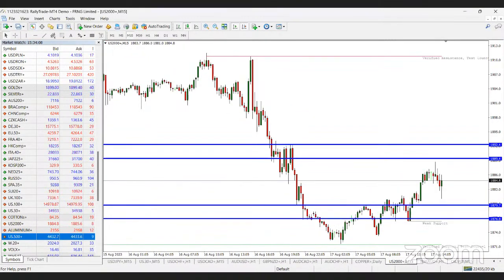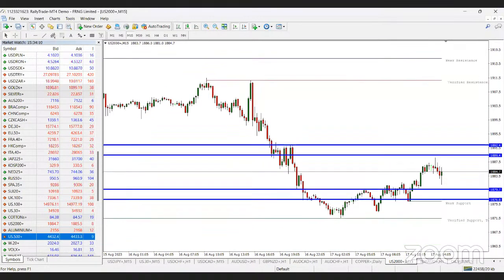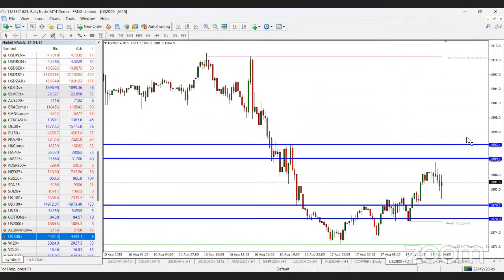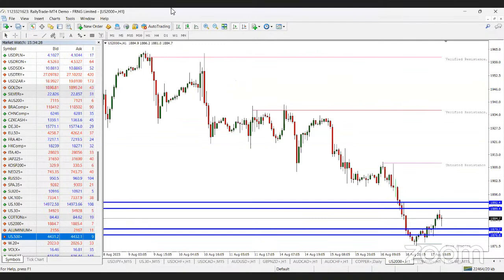So US 2000, not at our zone yet, but we have US 2000 at 1879. Let it get to 1879, you can sell to 1876, and if it gets to 1889, then you can buy to 1892. That is what we would advise for this particular market.